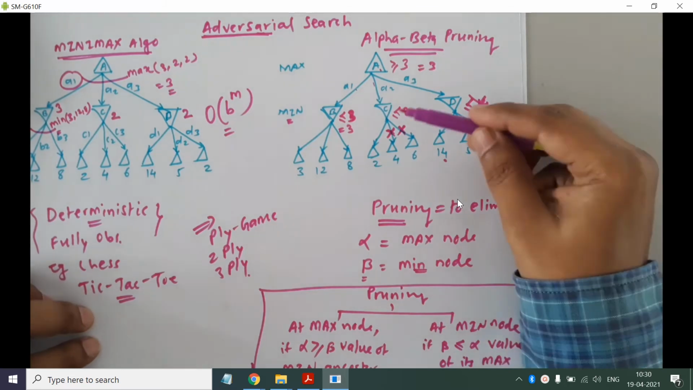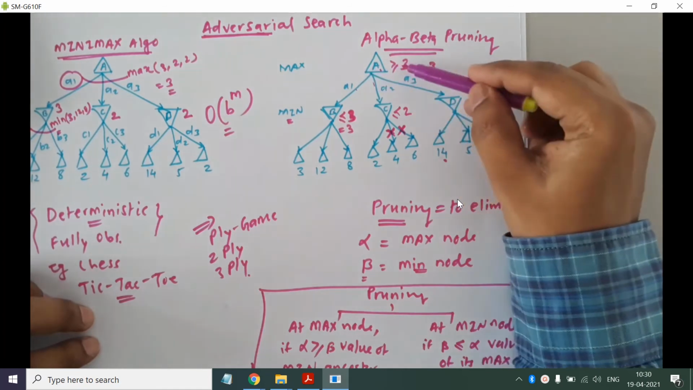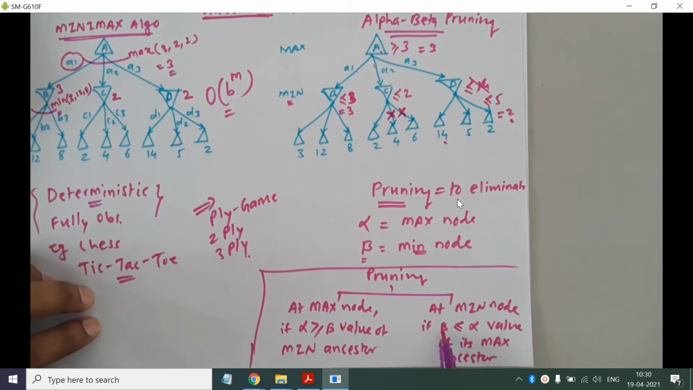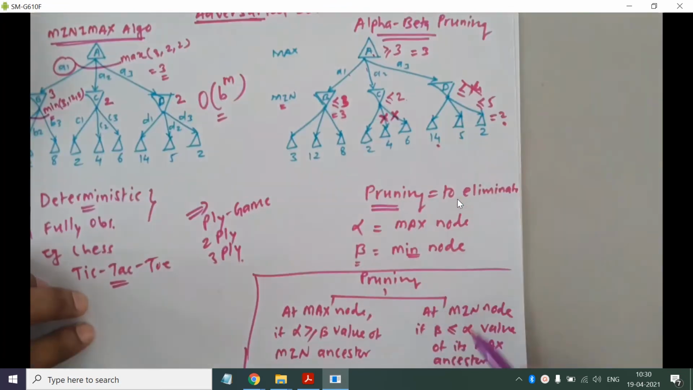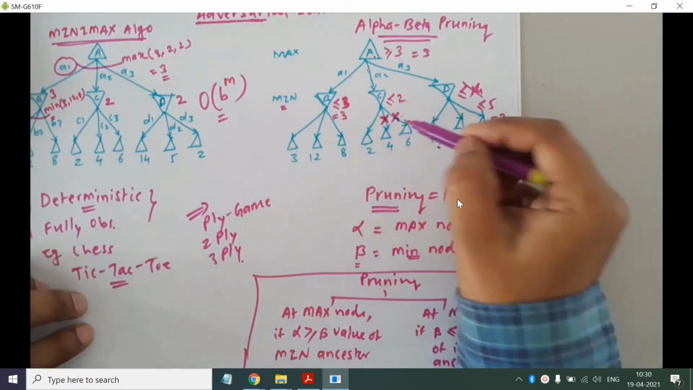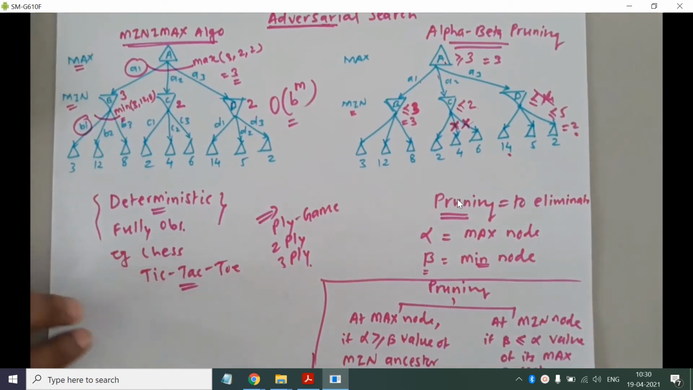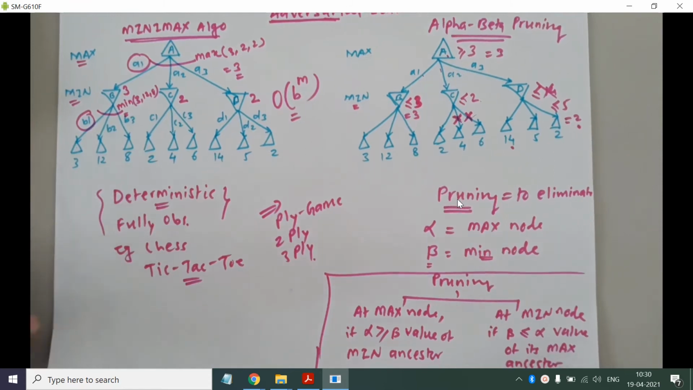At this min node, its beta value is 2 and its max ancestor is this one, whose alpha value is 3. This condition is satisfied: beta less than or equal to alpha, 2 is less than or equal to 3. So you can prune, and we have pruned these 2 branches. Please make a note of this, take a screenshot. On a blank diagram, you can apply minimax and alpha beta pruning and cross-check. We'll solve several examples, then alpha beta pruning will be clear to you.